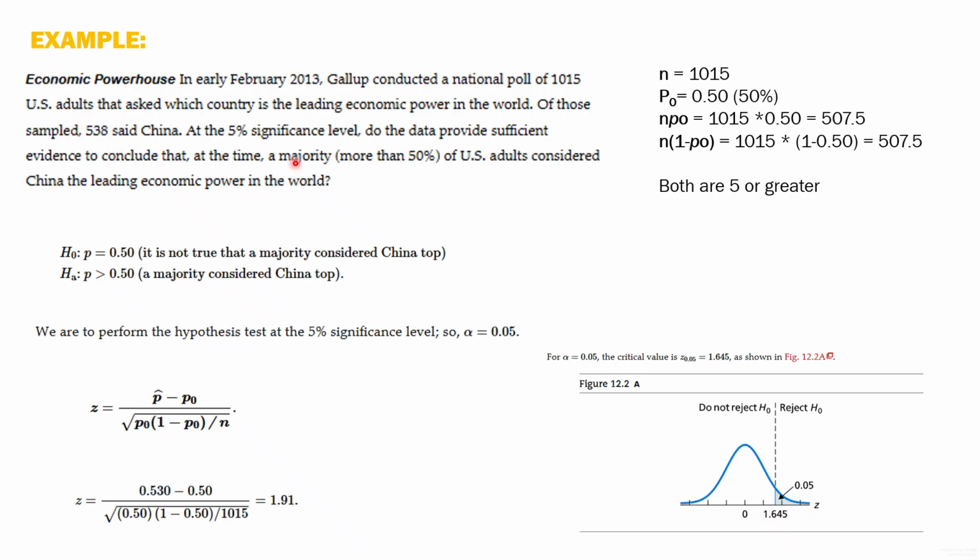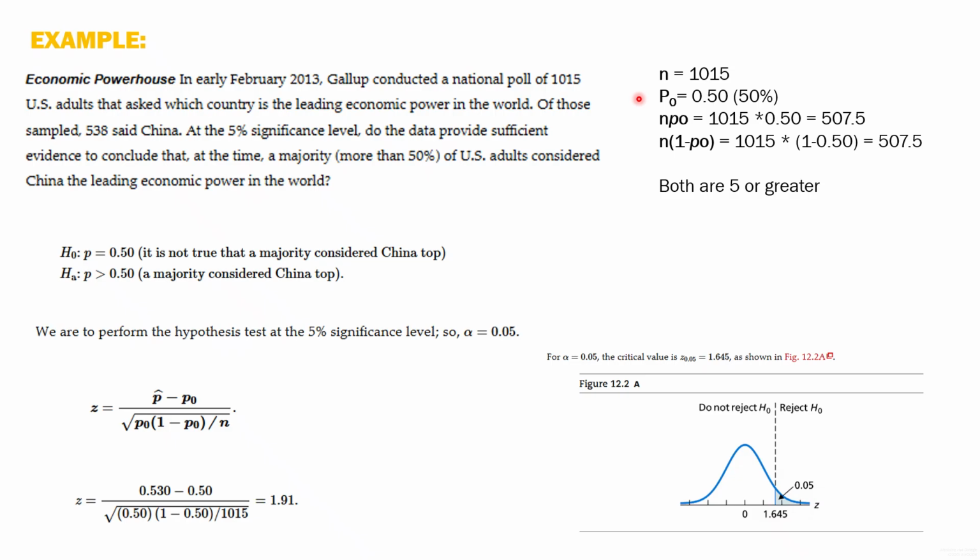At the 5% significance level, do the data provide sufficient evidence to conclude that, at the time, a majority, more than 50%, of the U.S. adults considered China the leading economic power in the world? So now you have N of 1015. You also know X is 538. I don't have that written down, but I really should. And then we've got P sub 0.